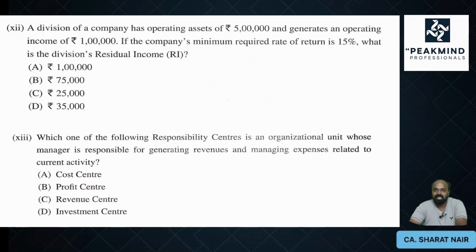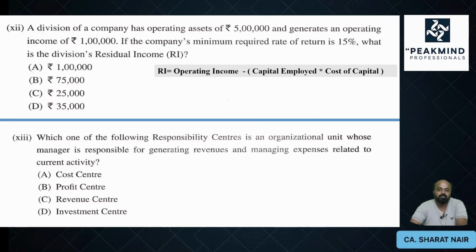A division of a company has operating assets of 5 lakh and generates an operating income of 1 lakh. If the company's minimum required return is 15%, what is the division's residual income? So what is the formula for residual income? Residual income is nothing but operating income minus capital employed into cost of capital. Now operating income is given, it is 1 lakh, capital employed is 5 lakh, required rate is 15%. Straight away apply it. We will get 1 lakh minus 75,000, which is 25,000. I have 25,000 extra residual income. So your option is 25,000, C.